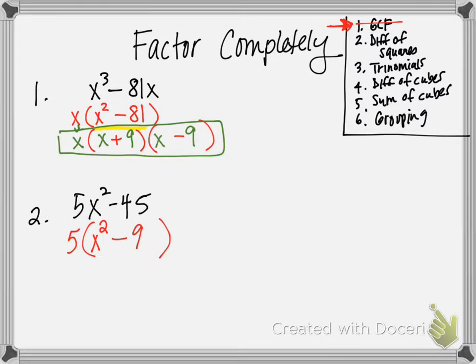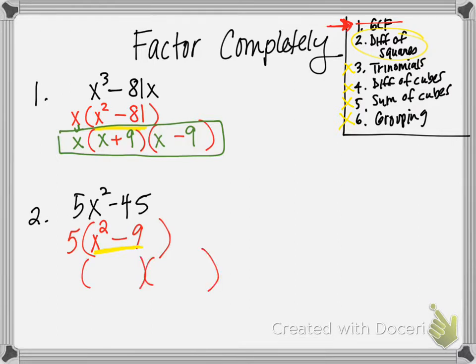Going down my list, grouping fails because there's only two terms left in the parentheses. There's no plus sign, so it's not the sum of cubes. Difference of cubes, 9 is not a cube and neither is x squared, so that's out. It's not a trinomial, it doesn't have three terms, so I'm checking for difference of squares again. So can I take the square root of both terms? And the answer is yes.